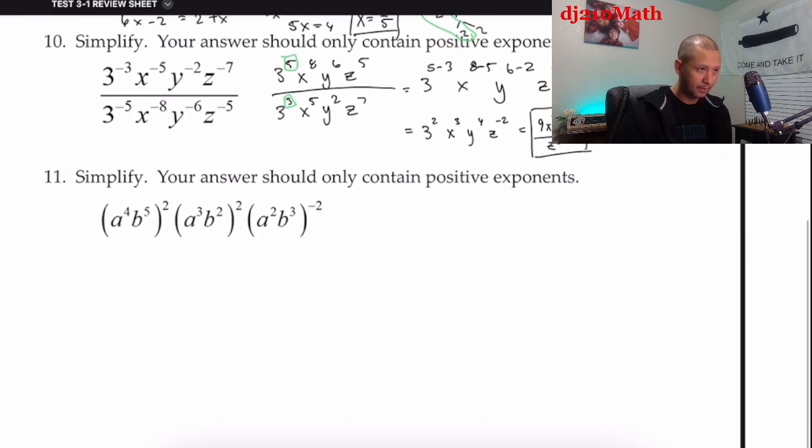Okay, number 11. All right, so we have parentheses with exponents inside the parentheses and exponents outside the parentheses. In this particular scenario, it's best to handle the exponents that are outside the parentheses and distribute them, so to speak, inside, right? Because when you have a power raised to a power, you can multiply. So I'm going to multiply these exponents. So a to the 8, b to the 10. Now notice, parentheses go away once I distribute or multiply.